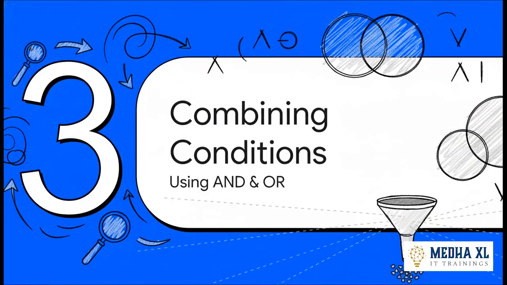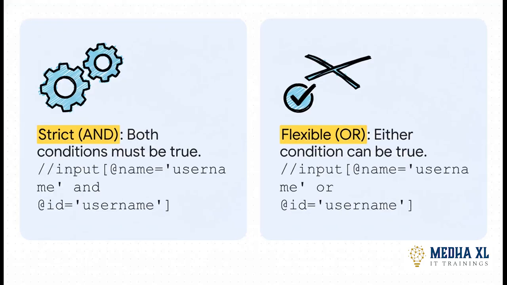All right, we've got some great tools in our belt now, but we can get even more precise by combining multiple conditions together. This is for when you need to be absolutely, positively sure you're getting the right element. So you've got 2 main players here, and and or. Think of and as being super strict. It means an element has to match all the conditions. For example, its name has to be username, and its ID has to be username. Both have to be true.